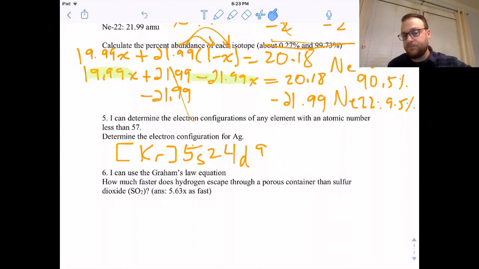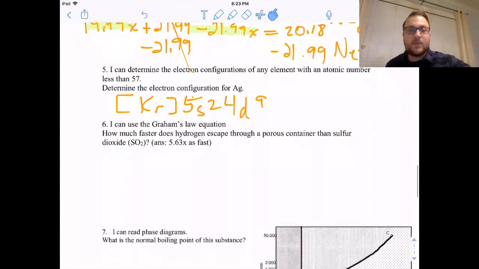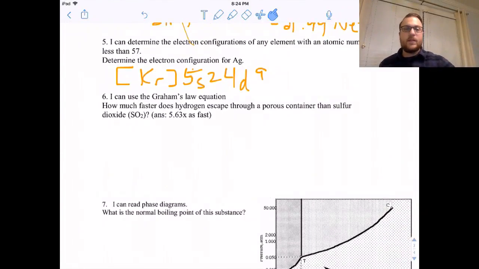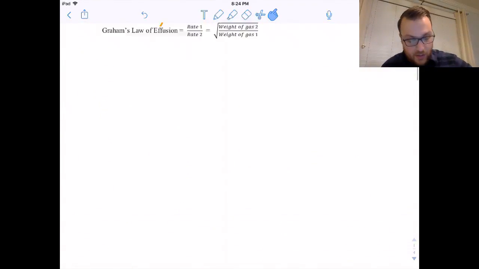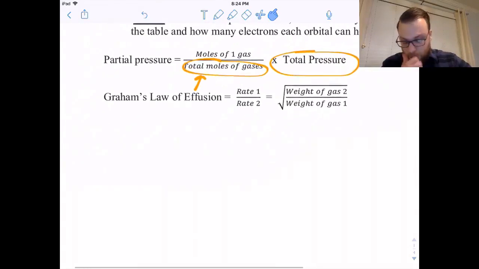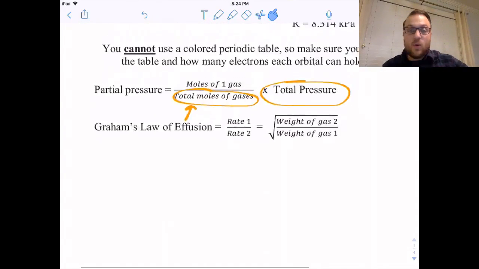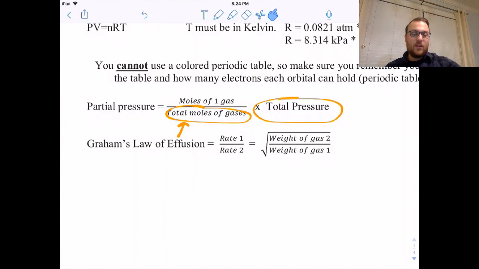All right. Graham's law equation. That's the square root equation on the front here, where the rate of gas 1 divided by the rate of gas 2 is equal to the square root of the weight of gas 2 divided by the weight of gas 1. Now, what you say is gas 1 or gas 2 is entirely up to you. You will get the question right as long as you keep track of what you're doing.